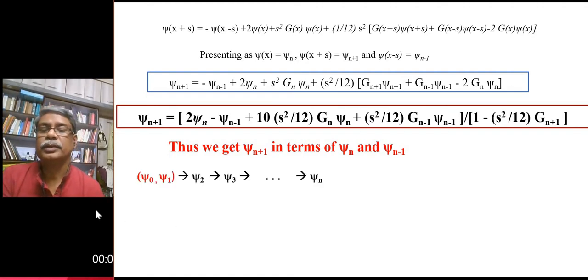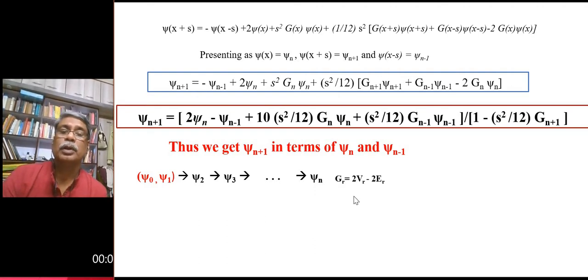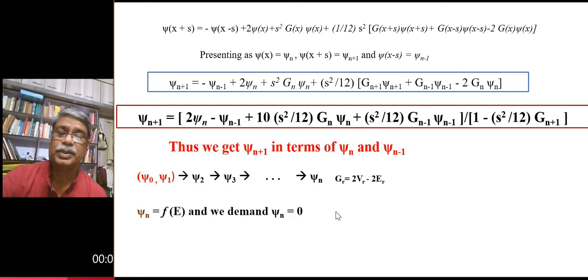So the point is like this, that if psi 0 and psi 1 are provided, then you can get psi 2. Then using psi 1 and psi 2, you can get psi 3 and so on. Finally, you get the nth max point or psi at the x max point. Of course, in this expression for psi n plus 1, you see g is there, and g is a function like this. That means g contains E. That means psi n, of course, is a function of energy E. So psi n is a function of E.